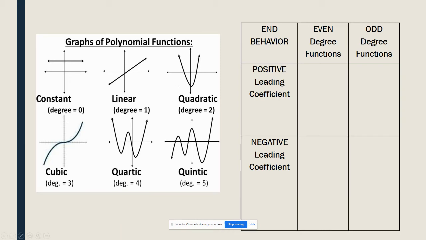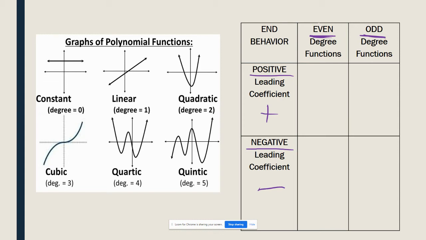So, we're going to talk about the end behavior. When I was saying like up on the left, down on the right, up on the left, up on the right, those things, I was referring casually to end behavior. So we're going to talk about some patterns that exist with end behavior according to these different kinds of functions. So we're going to talk about even and odd degree functions with positive leading coefficients or negative leading coefficients.